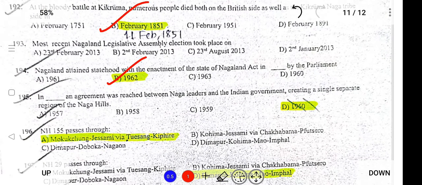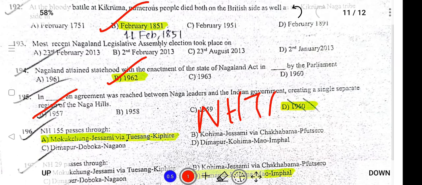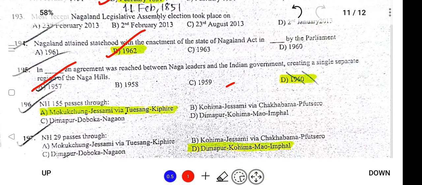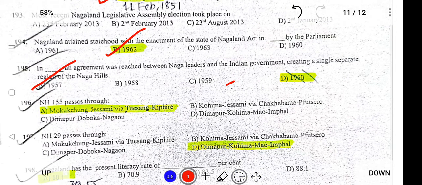Next, in the agreement, a separate region for Naga Hills was created. In 1957, a separate Naga Hills Tuensang Area was created, after the demand by the Naga People's Convention at Kohima under the chairmanship of Dr. Imkongliba. Nagaland Highway 155 passes through Mokokchung, Chessore via Tuensang, Kiphire.